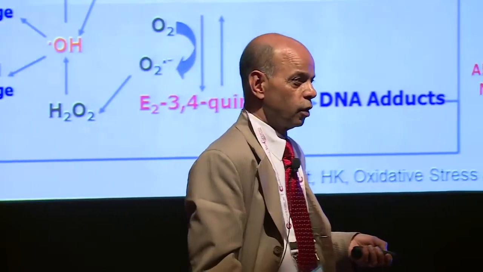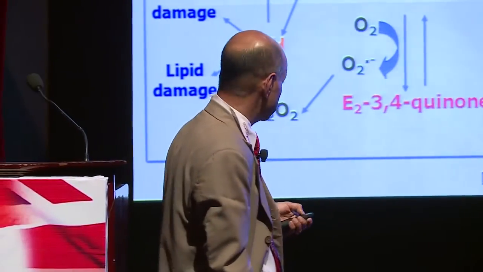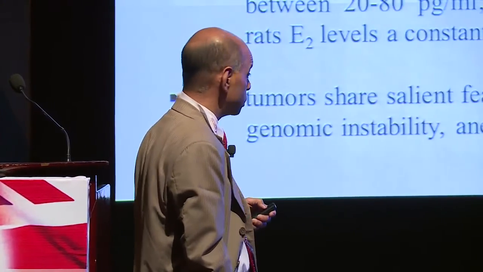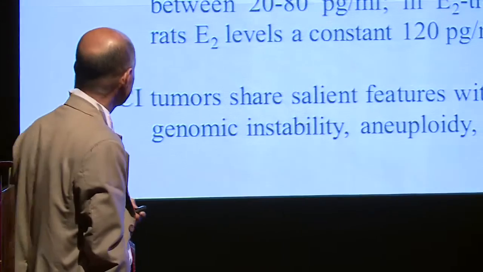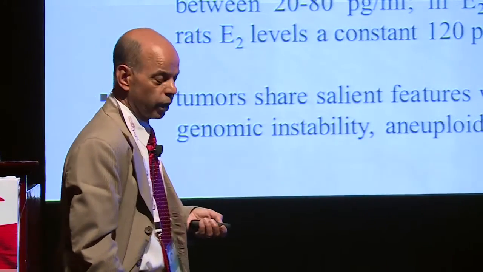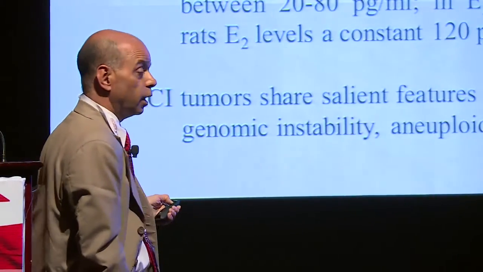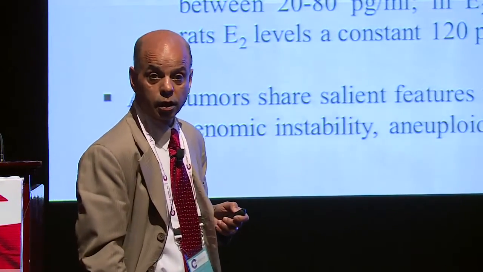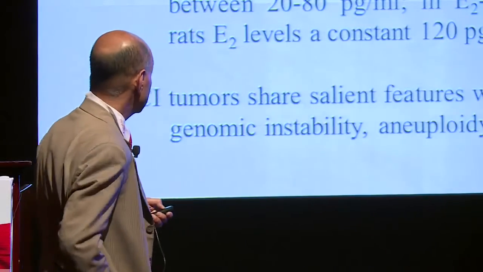And tumor, to a layman, is nothing but uncontrolled cellular growth and proliferation. So this is how we think that estrogens play an essential role in inducing breast cancers. So in our laboratory and many other laboratories use this model, the female ACI rat model, to understand the biochemical and molecular mechanisms of hormonal carcinogenesis.